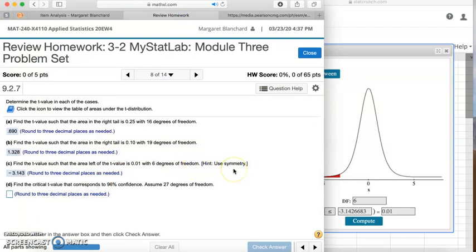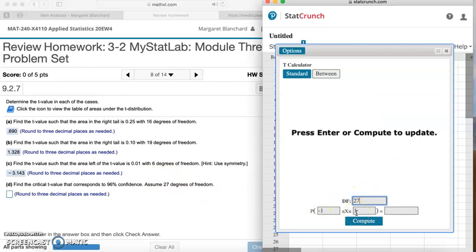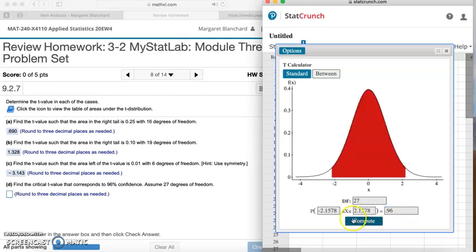All right, now let's look. Find the critical t-value that corresponds to 96% confidence. So now we're not looking at the area to the left or to the right. We're looking for that area in the middle because now we're talking about a confidence interval. So let's say in between, and we're given, assume 27 degrees of freedom, so 27, and we're looking for 96% confidence. That's 0.96.